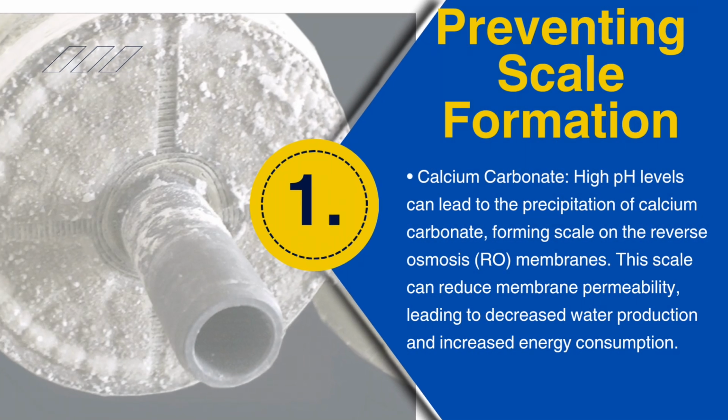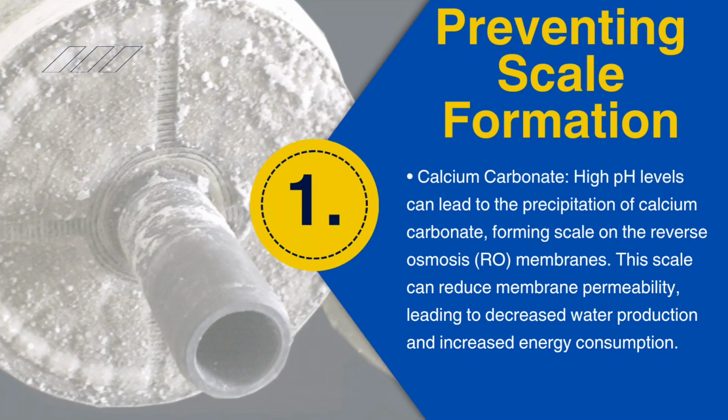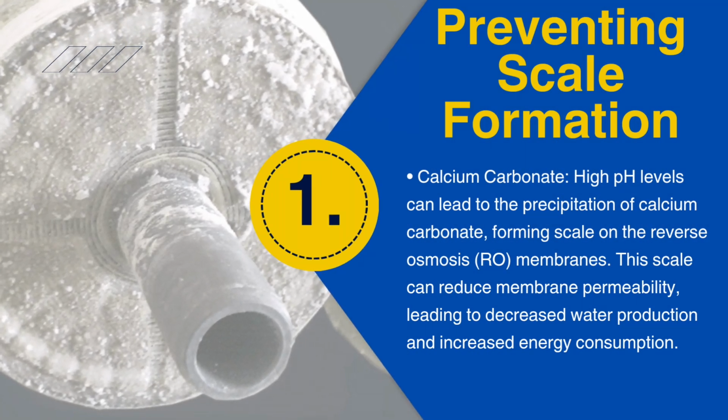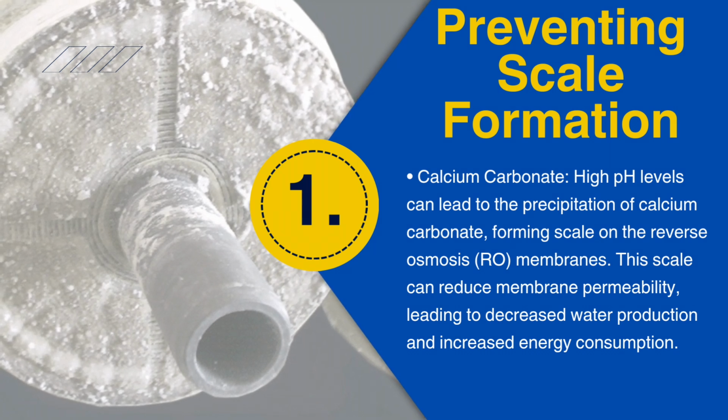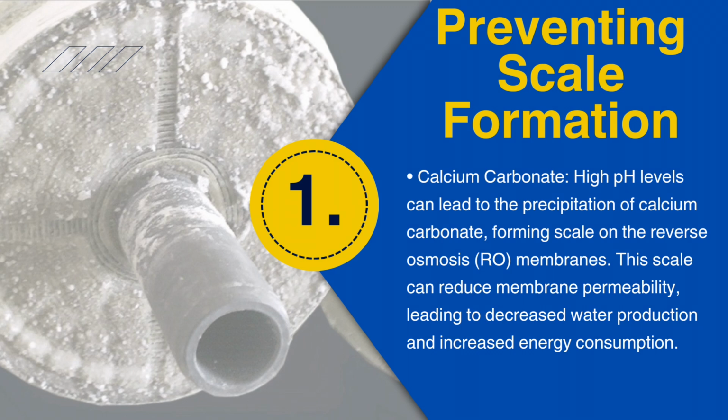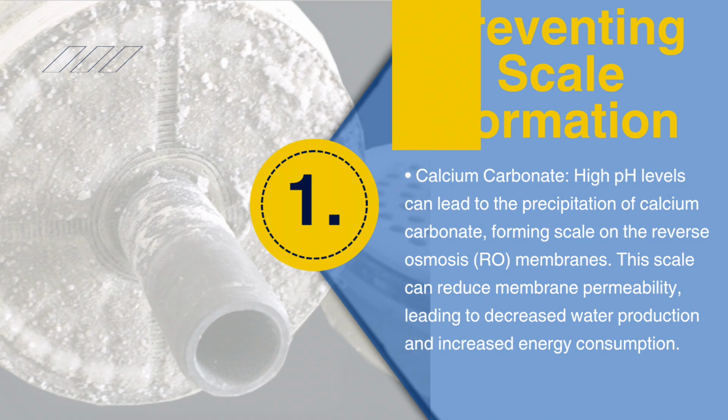1. Preventing scale formation. Calcium carbonate. High pH levels can lead to the precipitation of calcium carbonate, forming scale on the reverse osmosis, RO, membranes. This scale can reduce membrane permeability, leading to decreased water production and increased energy consumption.